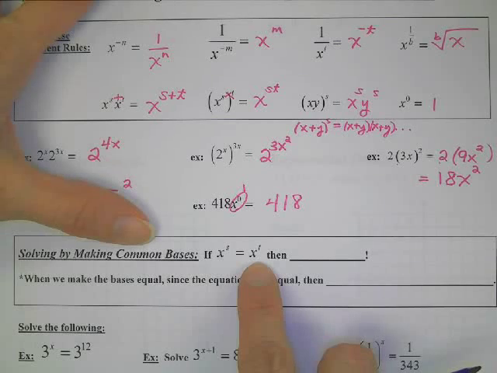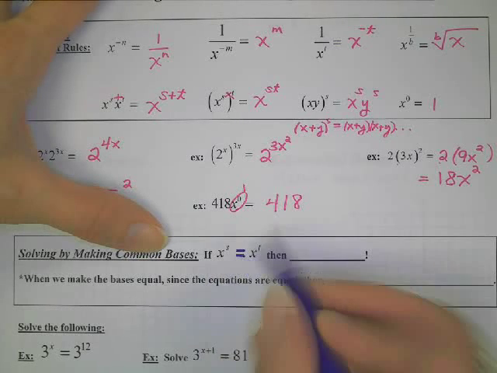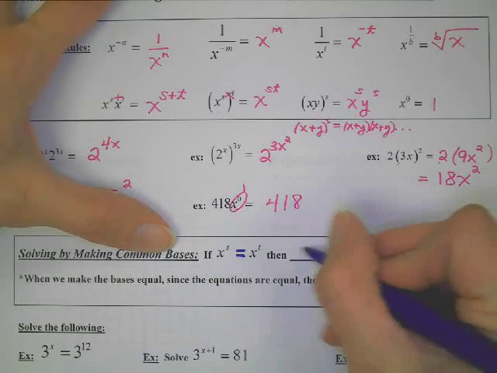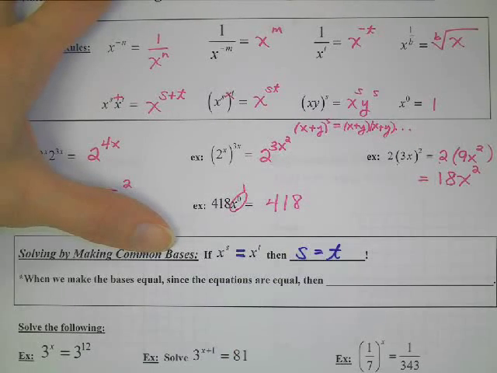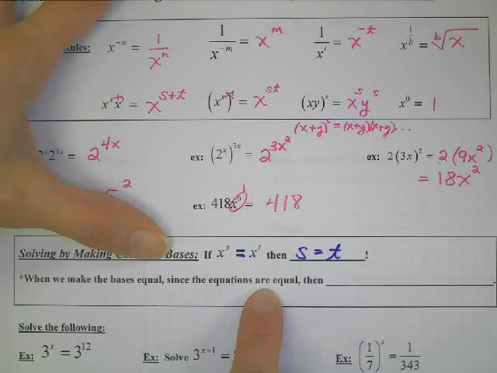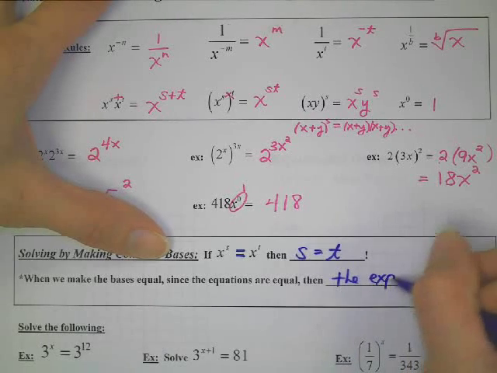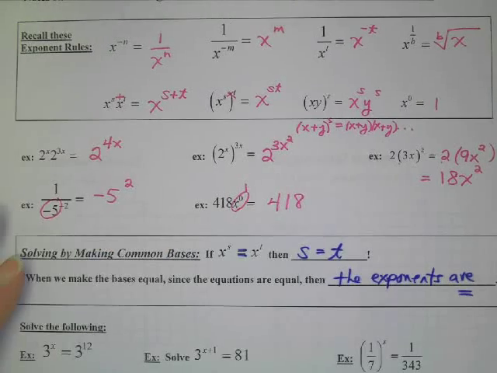Here's a very popular rule. x to the power of s equals x to the power of t. And if they are indeed equal, and those bases are indeed equal, then, well, the power s must equal the power t. The exponents must be equal. When we make bases equal, since the equations are equal, then the exponents are equal. The exponents are equal, and that's kind of what we're going to do here with all these examples.